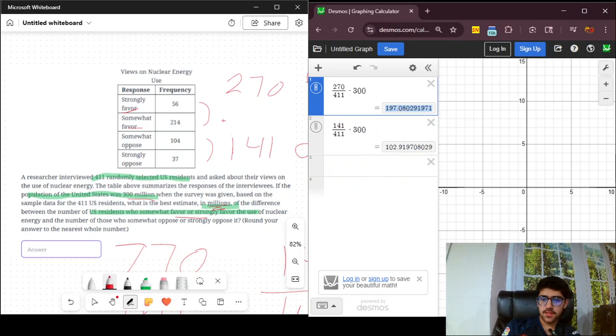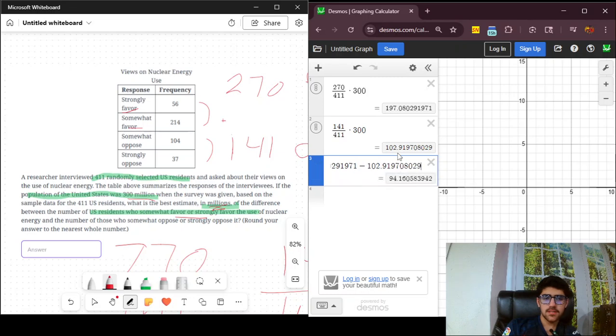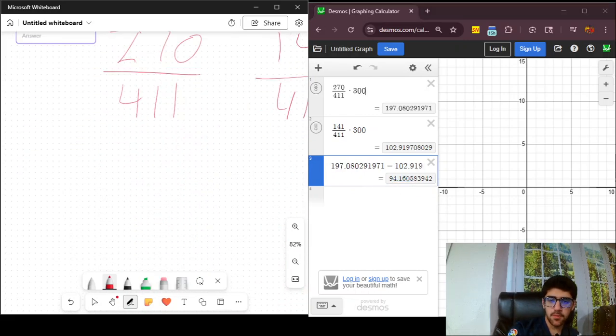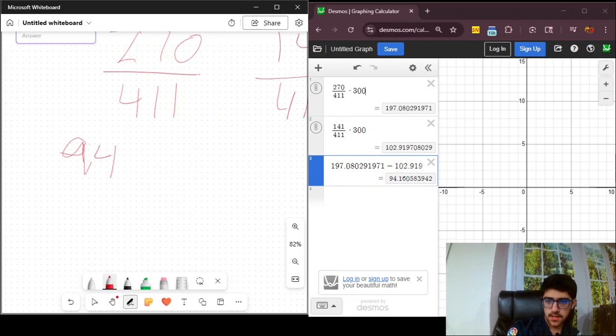Then it wants the difference between those who favor and those who oppose. So we're going to take that 197 and subtract 102.919. On the SAT, I don't think copy-pasting works, so you're going to have to just write the first few digits. Just use 4 or 5 decimals as a rule of thumb. But here we can copy-paste because it's not on the SAT. We get 94.16, so 94.16 is the difference.